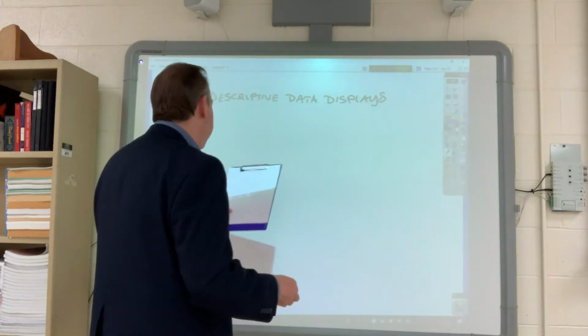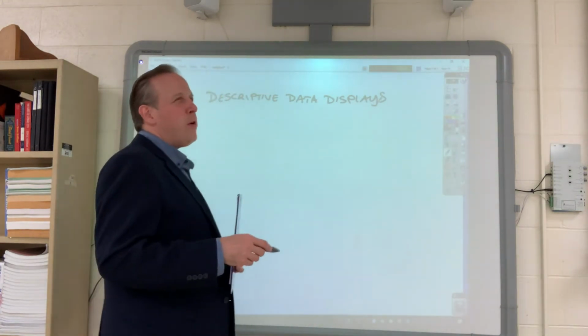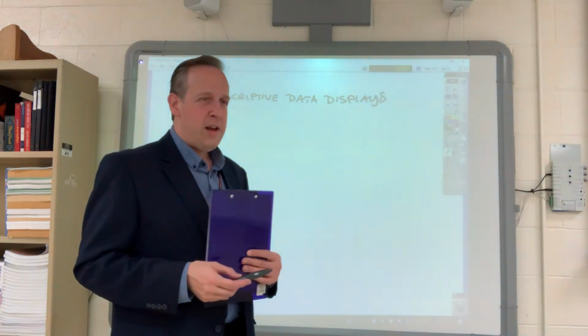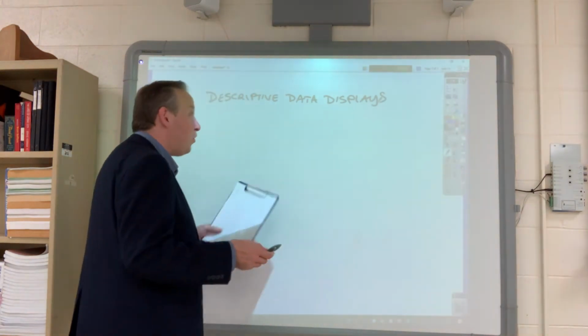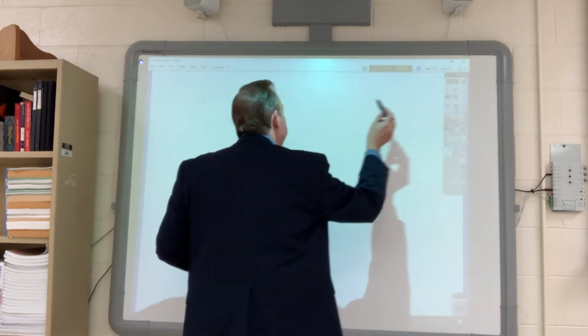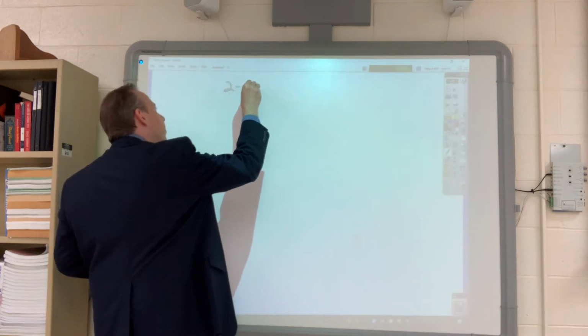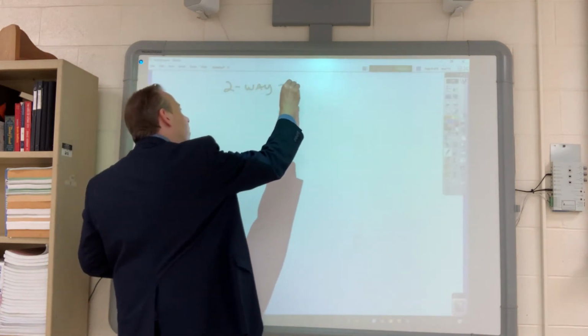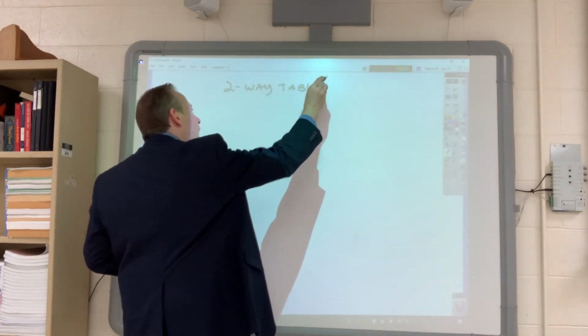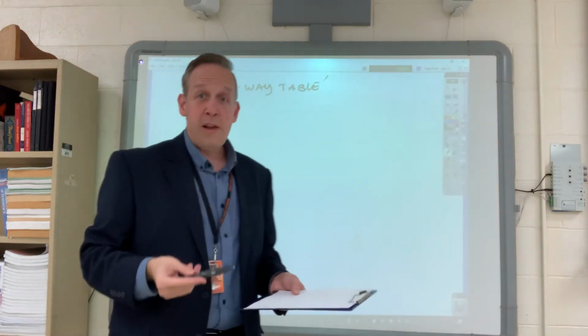And that brings us to our, let's say, one of our most useful ways to break down data, and it's called a two-way table. I'm going to show you what a two-way table is, then we're going to try to use it. A two-way table is simply a table of values.